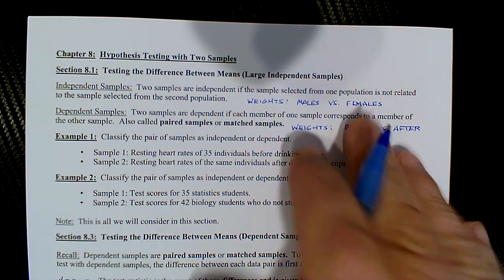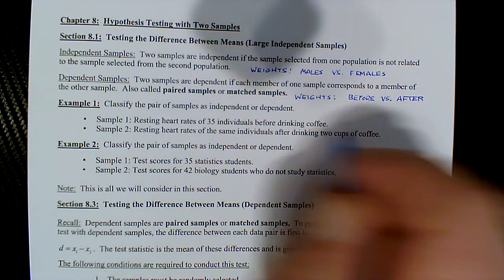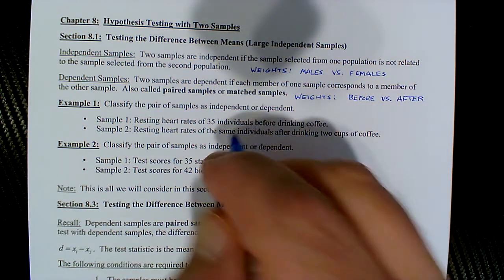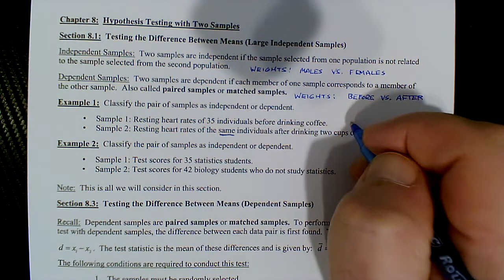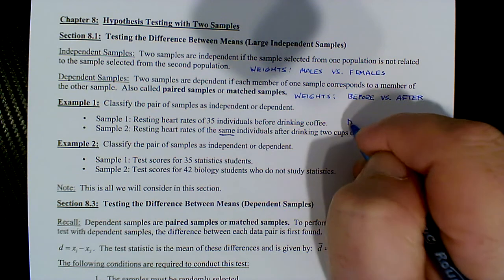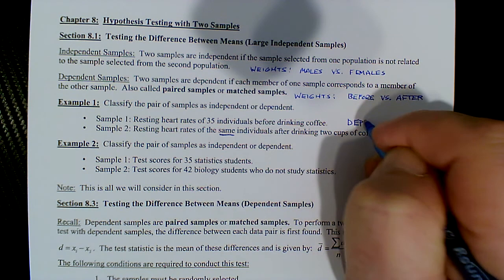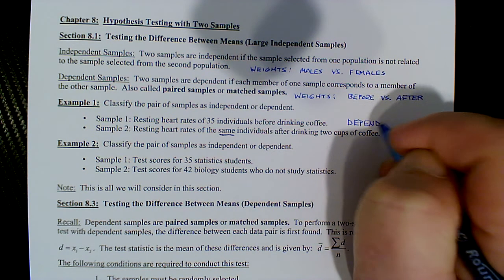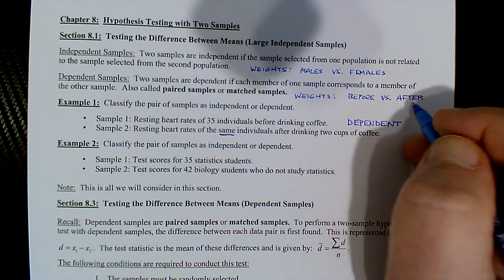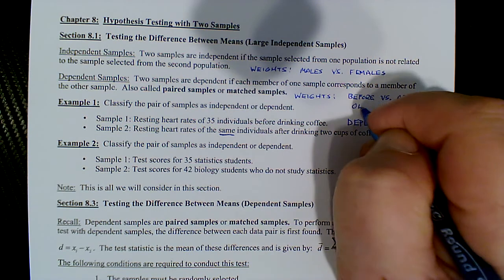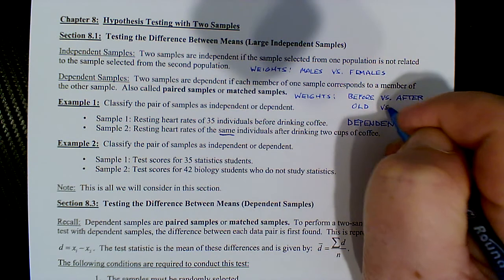But they're paired because it's the same person before and after. So a couple examples. Resting heart rates of 35 individuals before drinking coffee, and then the heart rates of the same individuals after drinking coffee. So since it's the same people, they're dependent. Again, it's like a before and after, or old and new, you can think of it. Old versus new.